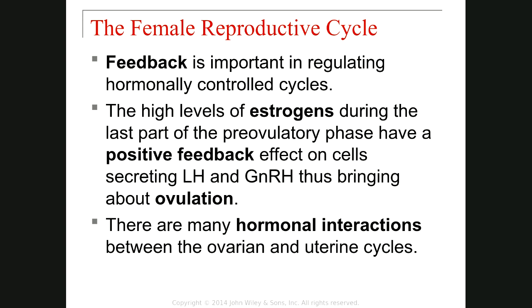And the feedback mechanism is very important for regulation of hormones in the female reproductive system. The high level of estrogen during the last part of the ovulatory phase has a positive feedback effect on cells which can secrete LH and GnRH, so it can make ovulation. There are many hormonal interactions between the ovarian and the uterine cycle.